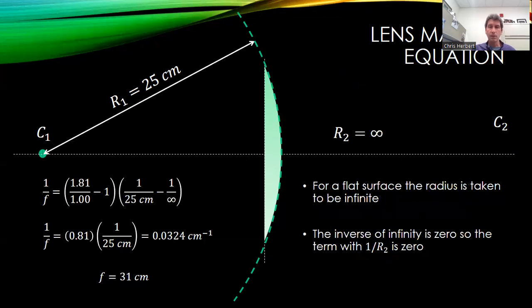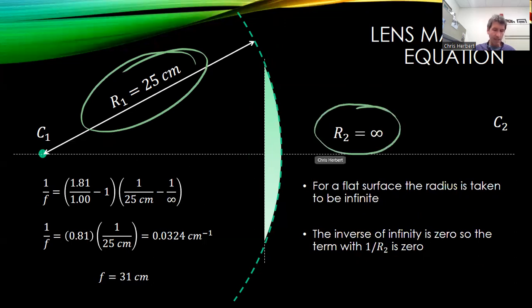Here's a plano convex lens. Here we're going to leave the same radius of curvature of 25 centimeters on the left, but a plane surface has a radius of curvature of infinity. So when we plug that into this equation right here, 1 over infinity is actually 0.